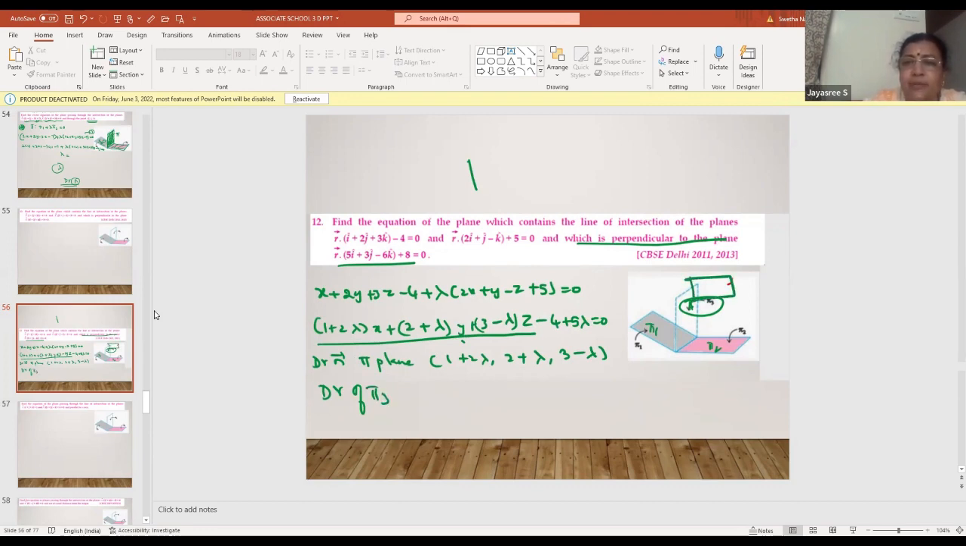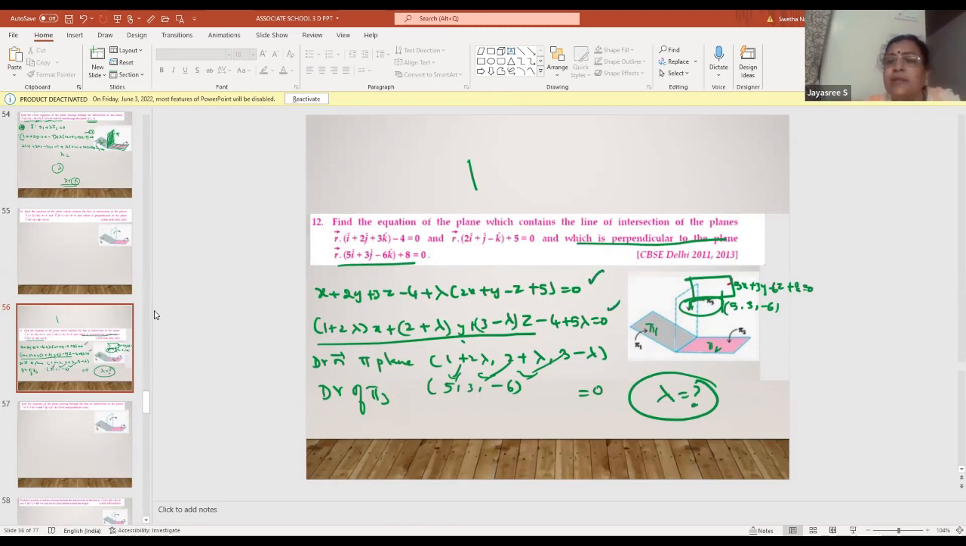We can draw the diagram and write the plane equation: 5x + 3y − 6z + 8 = 0. So the normal here is 5, 3 and −6. The dot product will be 0 when they are perpendicular. The dot product is a1a2 + b1b2 + c1c2 = 0. That gives you the λ value. Once you get the λ value, come back and substitute either here or here, you get the plane equation.